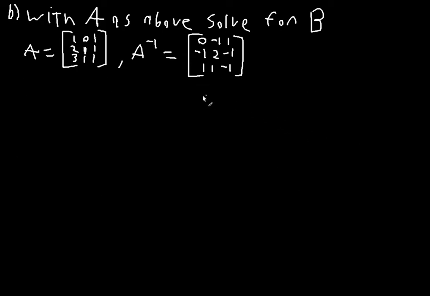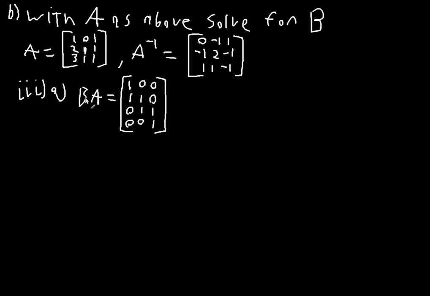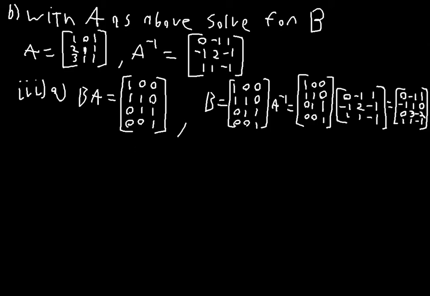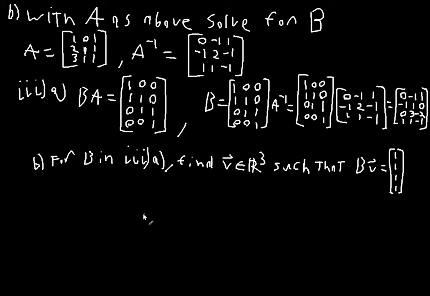So the next question is related to the ones we had, but instead of doing A times B, we're now doing B times A, and we have to do some solving for this. Now all we have to remember is instead of multiplying by A inverse on the left, we have to multiply by A inverse on the right, and then we can go ahead and solve for B. And it's exactly the same process, and over here we get some matrix.